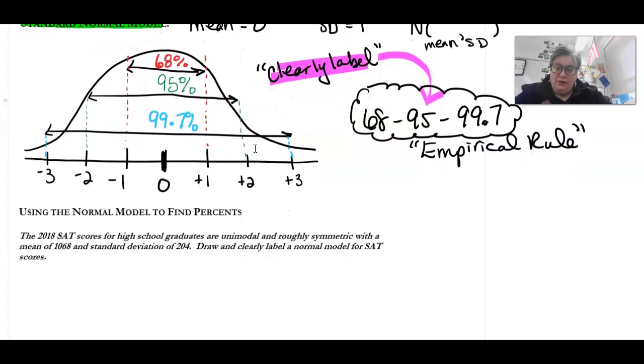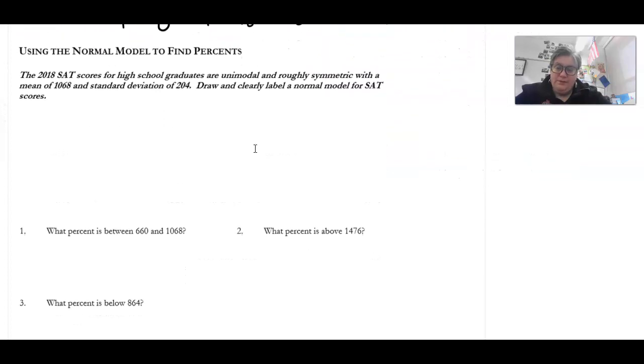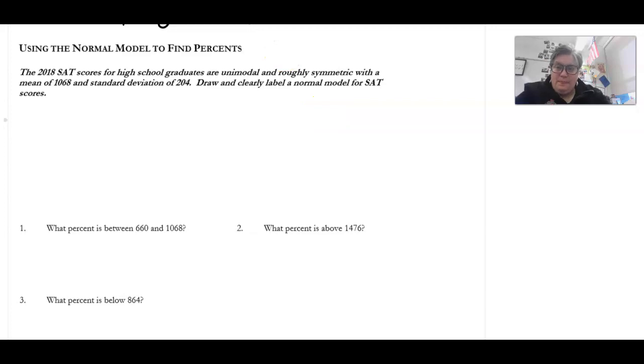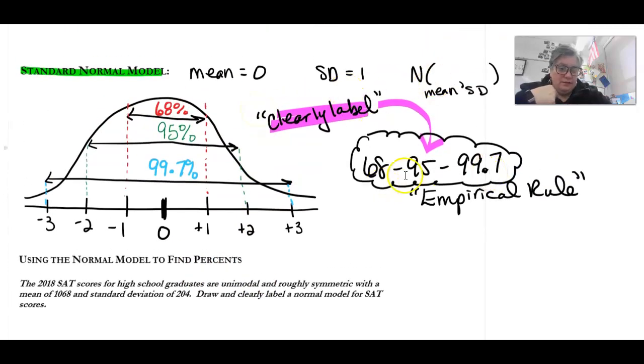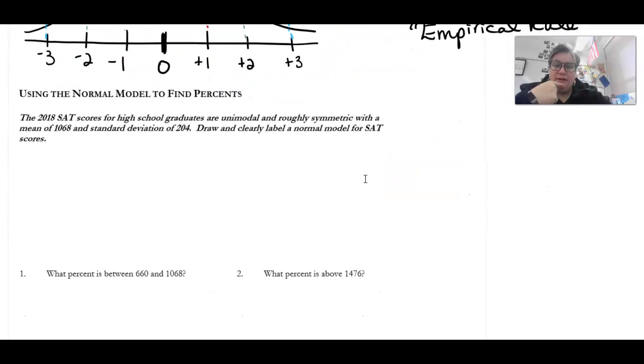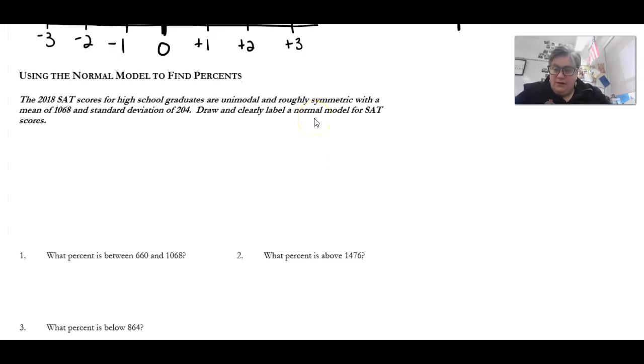So what we're going to do now is look down here and find some percents. This is a more applicable problem. It says in 2018, SAT scores for high school graduates are unimodal and roughly symmetric. So that means it's going to follow these percents, the 68, 95, and 99.7. We have a mean of 1,068 and a standard deviation of 204. It says draw and clearly label, so I'm going to have to include my percents.